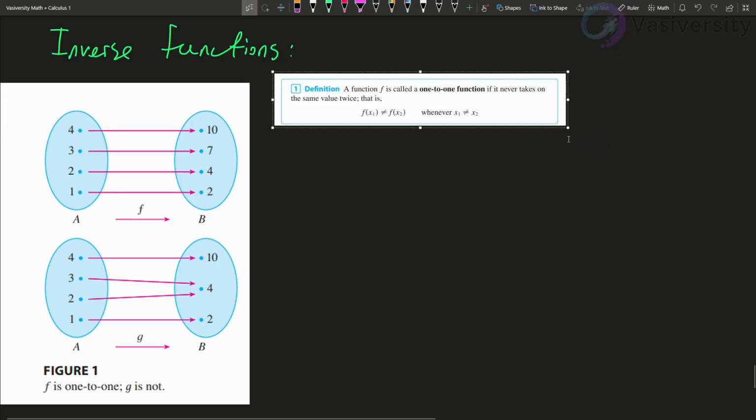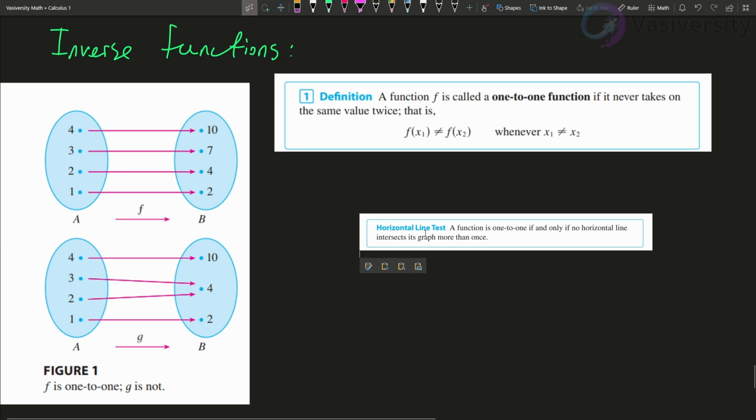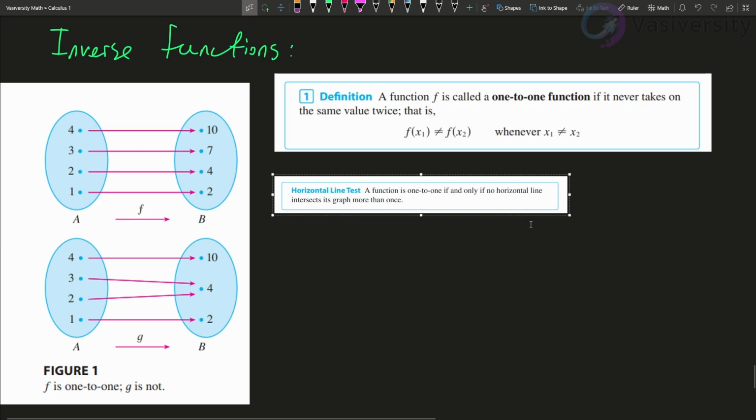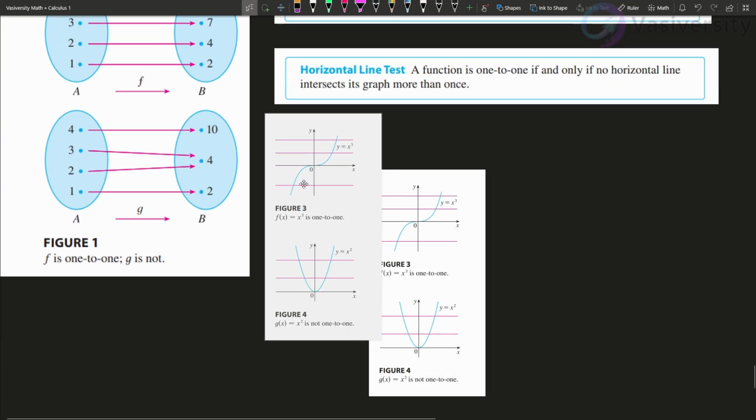Okay, so the definition of inverse. A function f is called a one-to-one function if it never takes on the same value twice. This is important. And how do we check that? How do we even know sometimes that the function does not do that? We can use the horizontal line test. A function is one-to-one if and only if no horizontal line intersects its graph more than once. So what would be an example? A cubic function would be one-to-one, but a quadratic function would not. For a quadratic function, here would be an example.